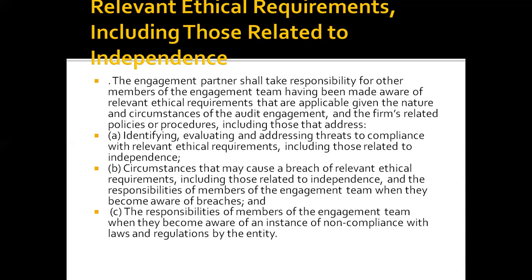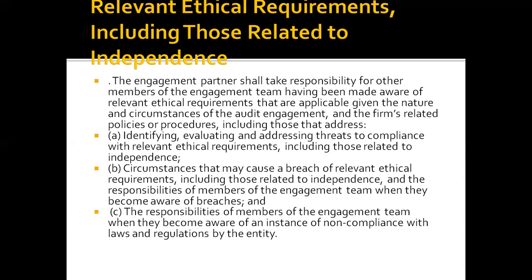All right, B: circumstances that may cause a breach of relevant ethical requirements, including those related to independence, and the responsibilities of members of the engagement team when they become aware of such breaches. In the course of the audits, like I said before, threats to independence may emerge. An audit team member may be found to be unsuitable. Maybe a wrong decision was made, and that person cannot fit into that audit. These issues come up in audit engagements, and you have to make decisions. So the engagement partner needs to watch out for such circumstances.